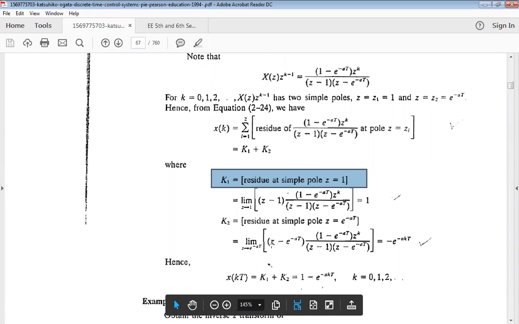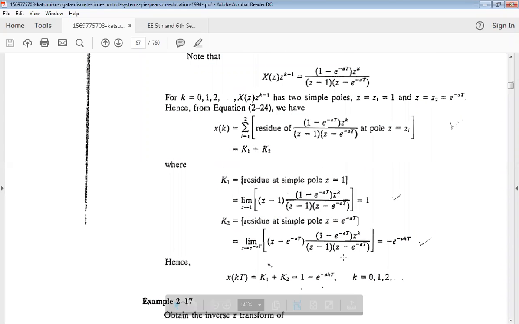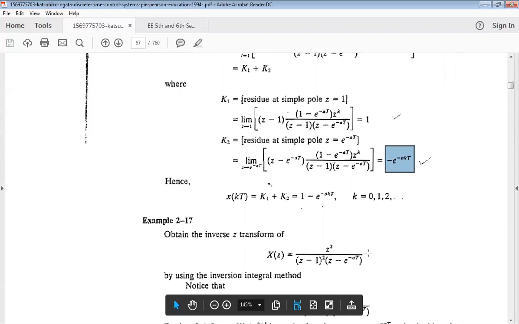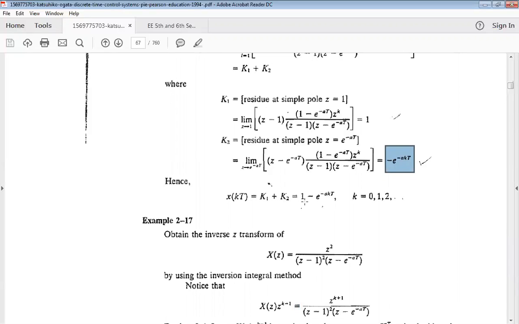So you have to multiply the term z minus e to the power minus aT in the expression X(z) into z to the power k minus 1. Then z minus e to the power minus aT cancels out. If you put the value of z is equal to e to the power minus aT, the second residue is equal to 1 minus e to the power minus akT. Okay, so then you can say that x(kT) is, from the formula, k1 plus k2, so the expression is equal to 1 minus e to the power minus a into kT.